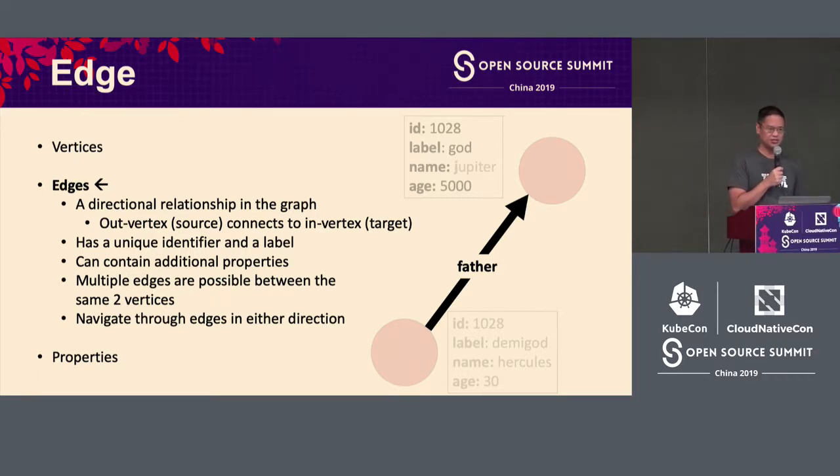Edges are similar to vertices in that they have an identifier and a label, and they can also have properties as well. You can also have multiple edges between the same vertices, and you can have edges between a vertex and itself, a self-directed edge. The way that you work through a graph is through these edges. So being able to jump from one vertex to another, that's what we call a traversal.